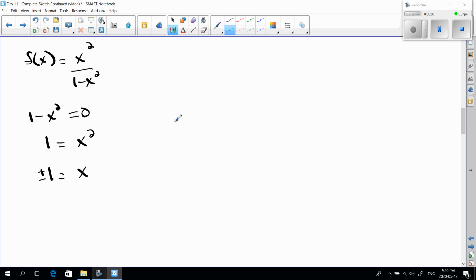So that means I would go to positive 1, or 1 unit to the right, and I'll draw a vertical dashed line when I start making my sketch, and I'll go 1 unit to the left, and I'll draw a vertical dashed line when I start making my sketch.